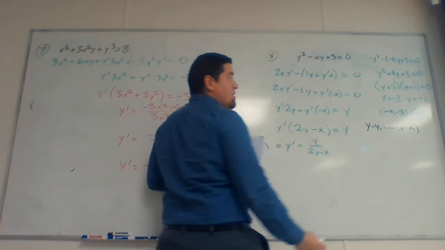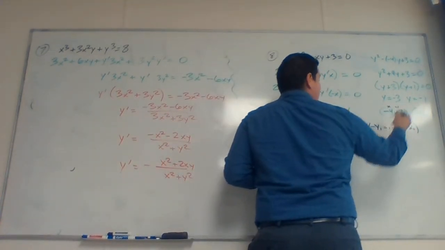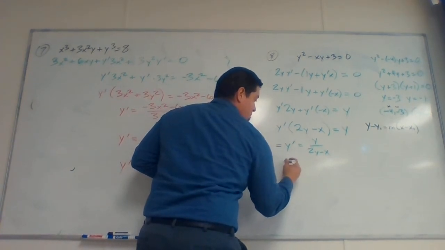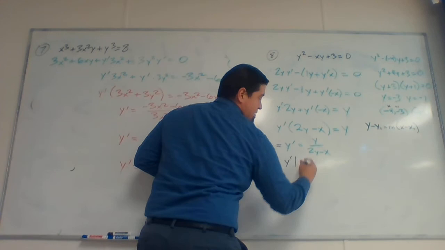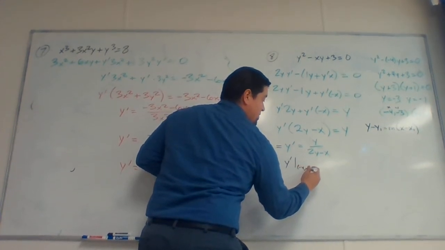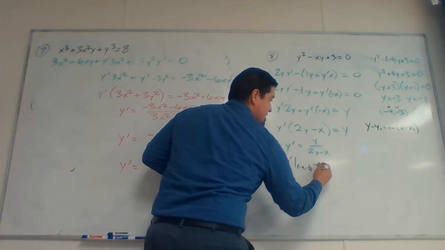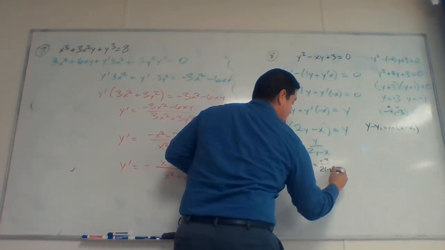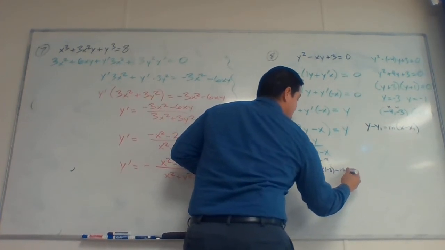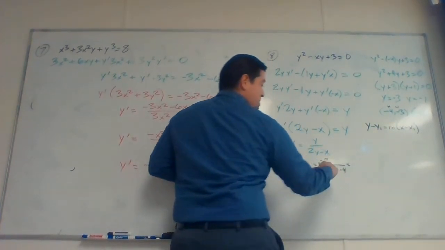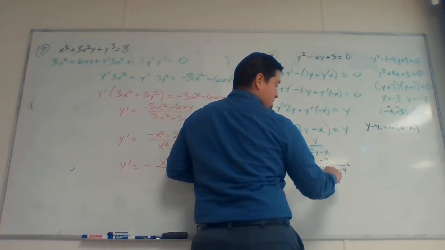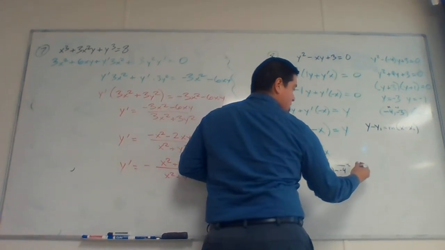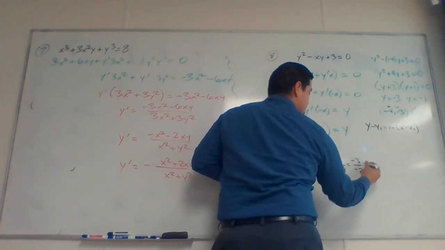Plug in this x and that y into here. So that would be the slope for y prime. You can say this evaluated at (-4, -3). That just means plug in those values in here. So that's negative 3 divided by 2 times negative 3, negative 3 minus negative 4, which would be, this is the final slope. This is negative 6 plus 4. Negative 6 plus 4 is negative 2, so that's negative 3 over 2.